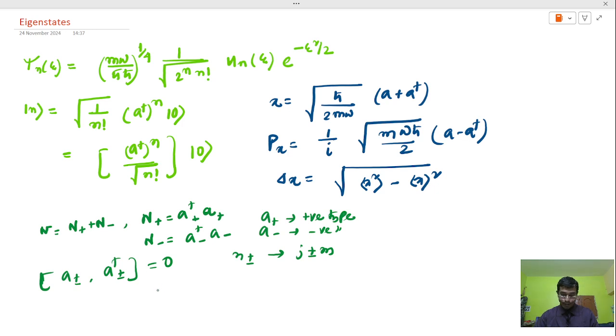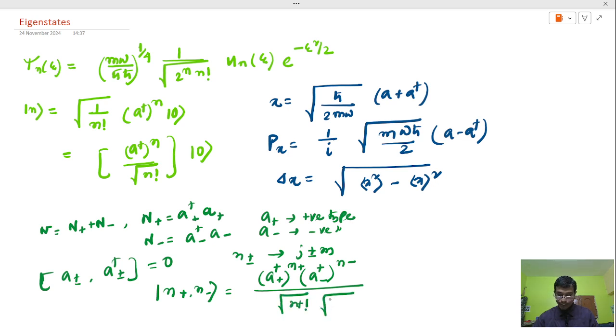And one important result, that the state of n positive, n negative would become a dagger positive to the power n positive, a dagger negative to the power n negative, divided by root n positive factorial, n negative factorial, just the generalization with positive and negative sign, acting on the two-system state 0, 0.